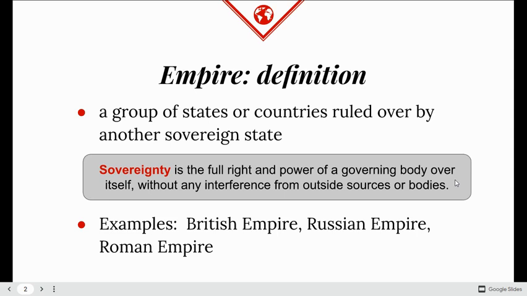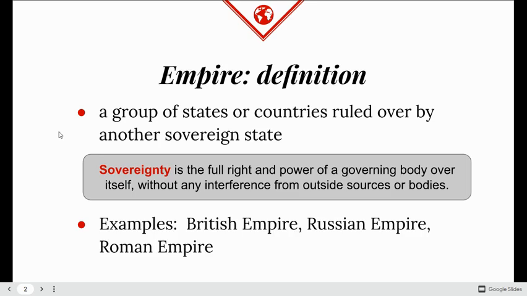So, definition of an empire. You studied this in world history. We have a group of states or countries ruled over by another sovereign state. So the word state with a lowercase s is not like the state of Minnesota. It means country. So a sovereign state is any country that can make its own laws. Okay. So if you have a country or a group of countries that are ruled by another country that is making rules for them, that is the definition of an empire.